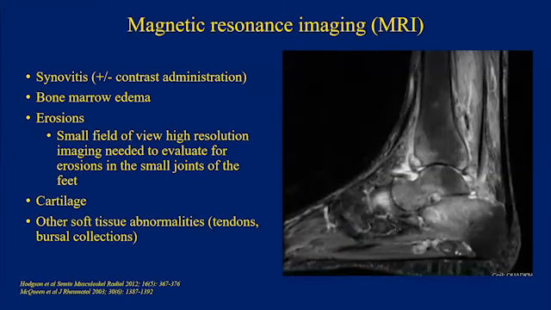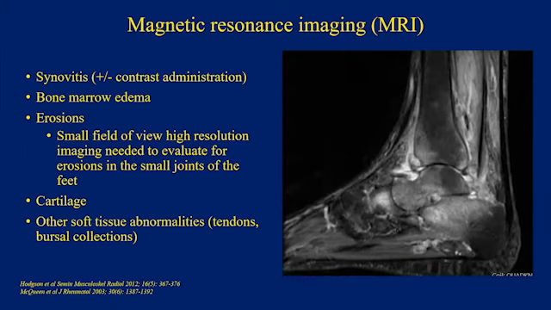MRI is the most useful in terms of evaluation of, I would say, everything, a global evaluation. We want to look at the soft tissues, the bones. It's very useful for looking at the presence or absence of synovitis. Various researchers have investigated the use of intravenous or intra-articular contrast administration, and the presence or absence of bone marrow edema, which could herald the presence of subclinical erosions and can be used to follow activity of disease.